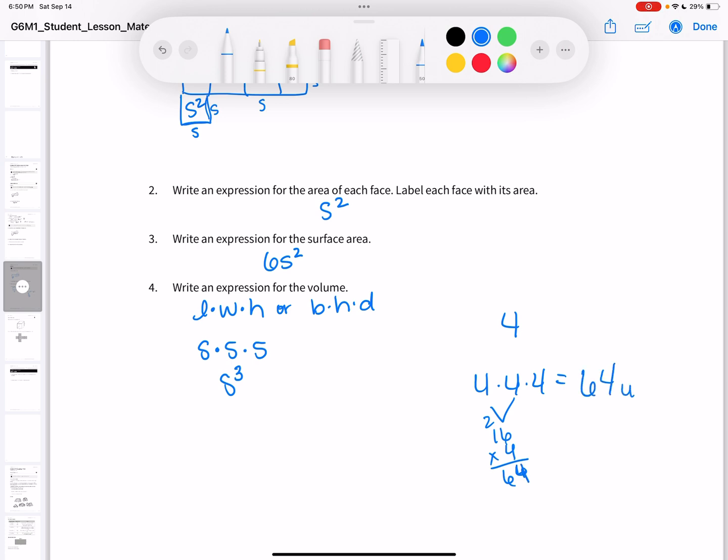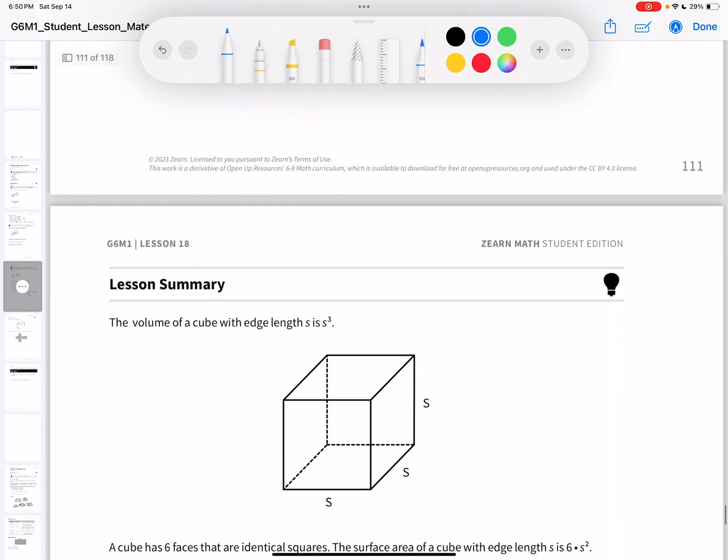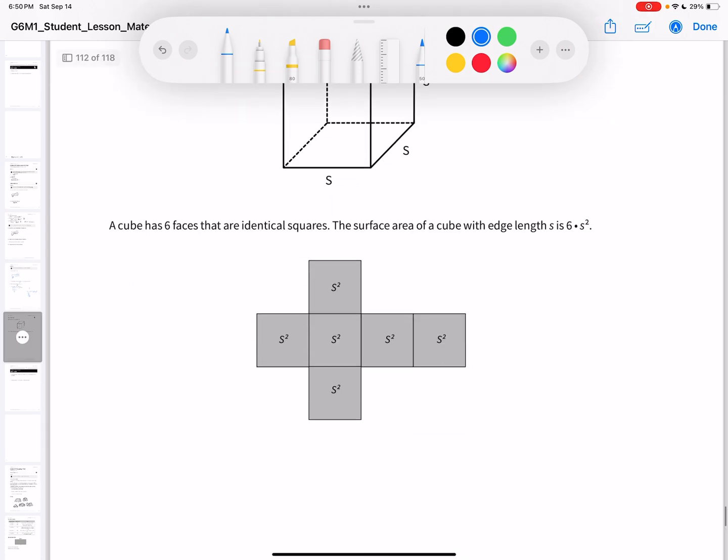64 units cubed. Okay? That is our lesson. Please review the lesson summary.